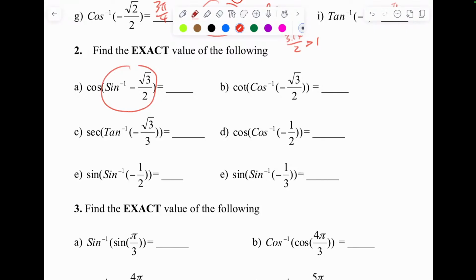Darshini, can you tell me? Sine inverse of negative root 3 over 2. Negative pi over 3. So what's cosine of negative pi over 3? One over 2. Excellent.